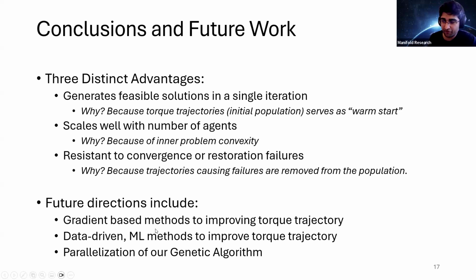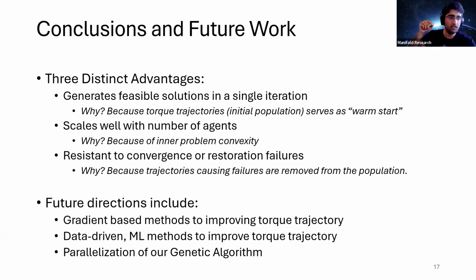And there are some exciting future directions on this work. I know that this first step was using some genetic algorithms, some heuristic methods, population-based methods, but we also have some gradient-based methods in mind. So what if we use the gradient information? In other words, what if we use the information on how the inner problem cost changes when we tweak the torque trajectory?